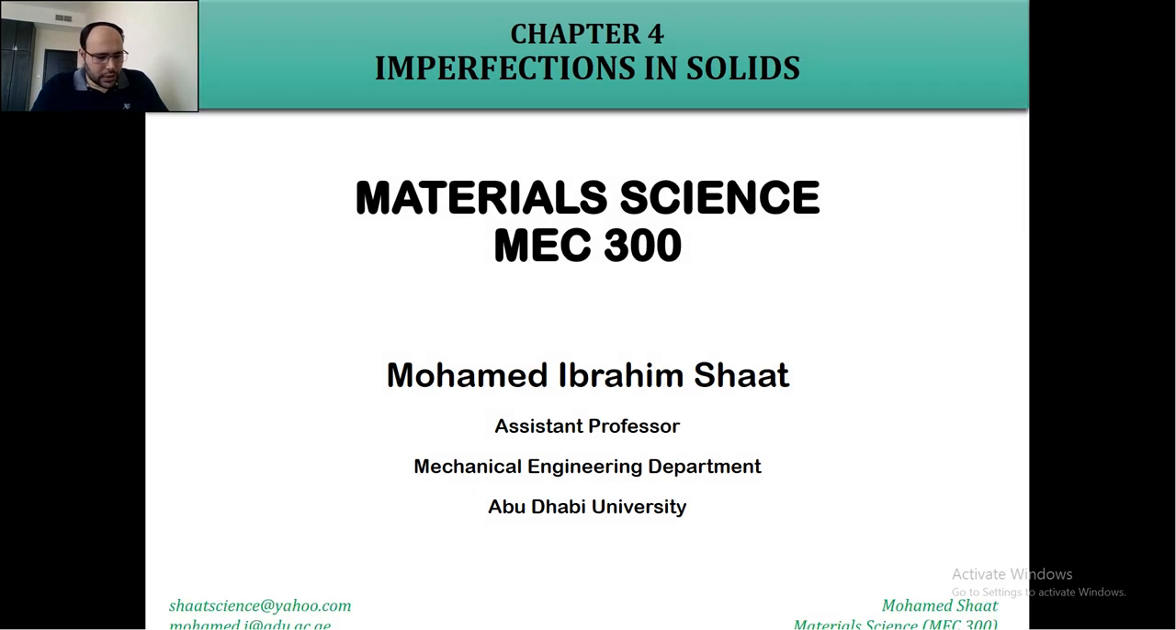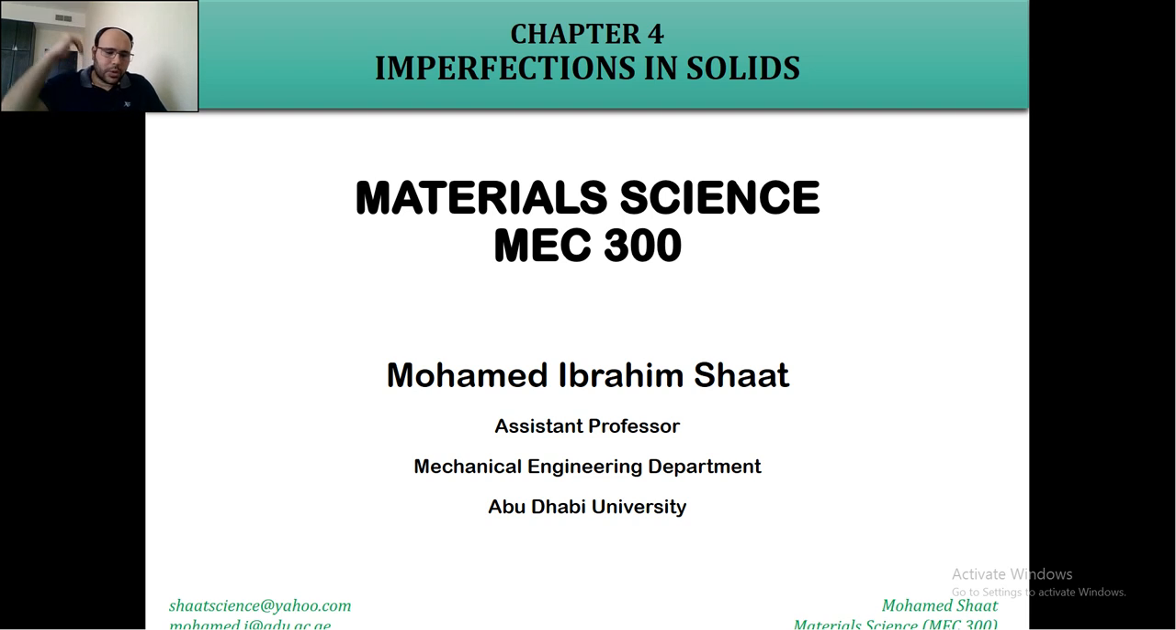The objective of this chapter 4 is to discuss how the material properties would be related to the imperfections or the defects that exist inside the material microstructure or the material structure in general.